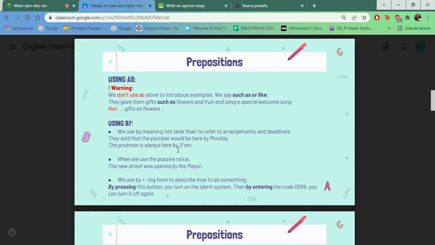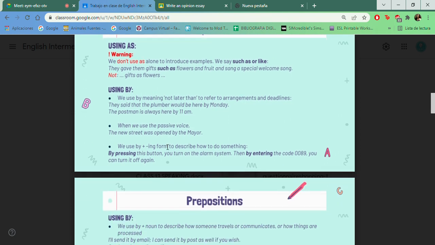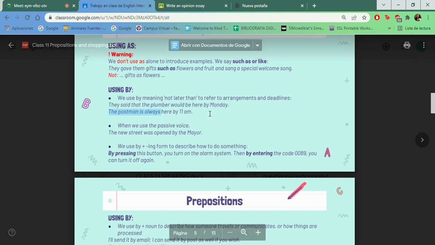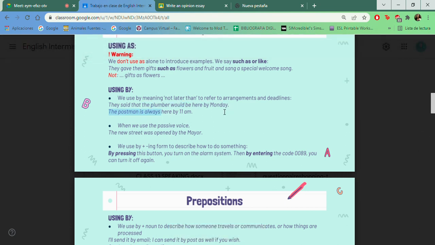So, now we can continue with by. We can use the meaning by not later than to refer to arrangements and deadlines. They said that the plumber would be here by Monday. The postman is always here by 11 a.m. So, not later than Monday. Not later than 11 a.m. Okay? So, that is the maximum time.